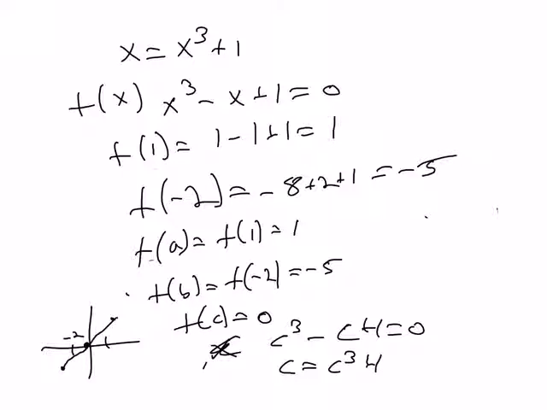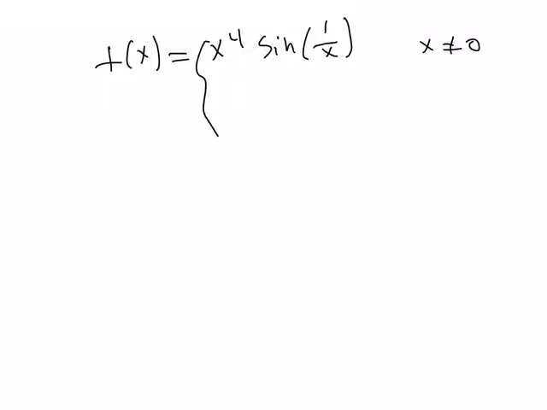Okay, I'm skipping the next problem. I'm going to do problem 63, which says, show that the function f of x equals x to the 4th sine of 1 over x if x does not equal 0, and 0 if x equals 0. Show that this function is continuous on the interval negative infinity to infinity.